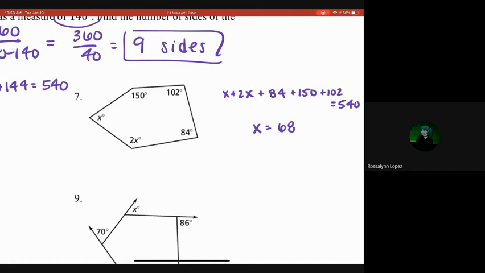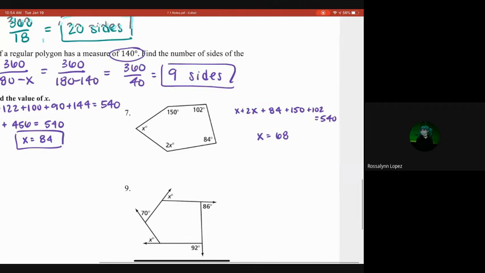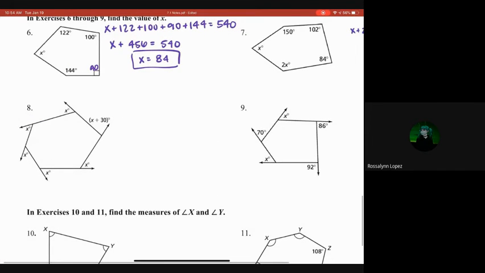Do we feel okay about ones like that? Okay. For some reason, occasionally ones like that throw people. I think they just look at it and there's a lot going on. They're like, I don't know what to do with it. Think of it just like the triangle problems. Add everybody up. Now, what's different about 8 and 9?